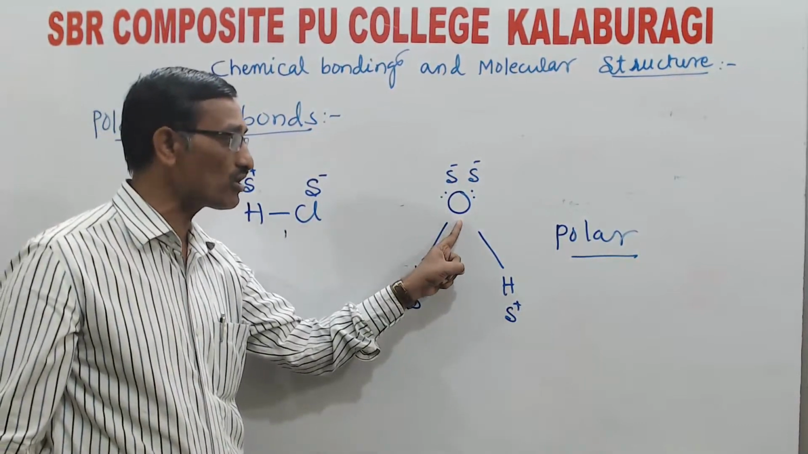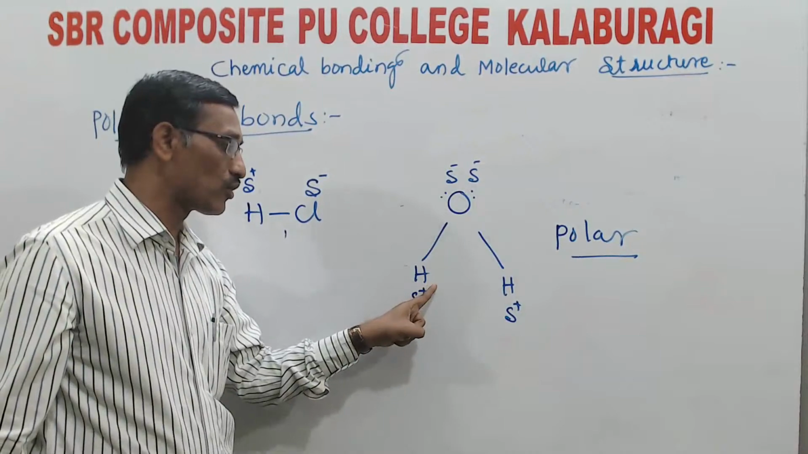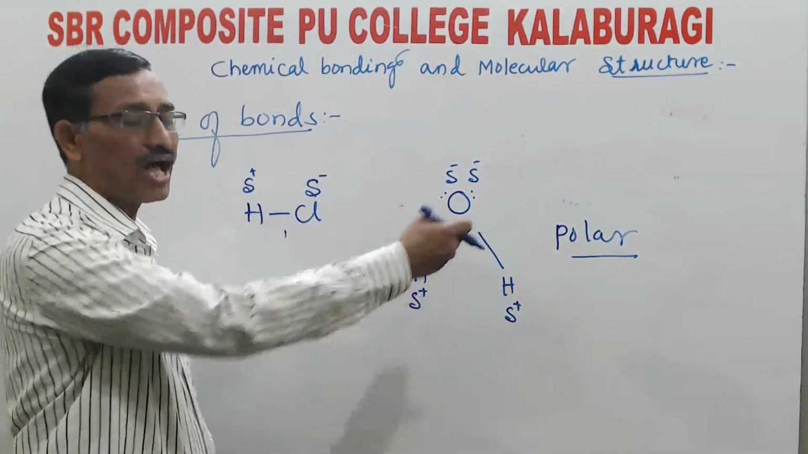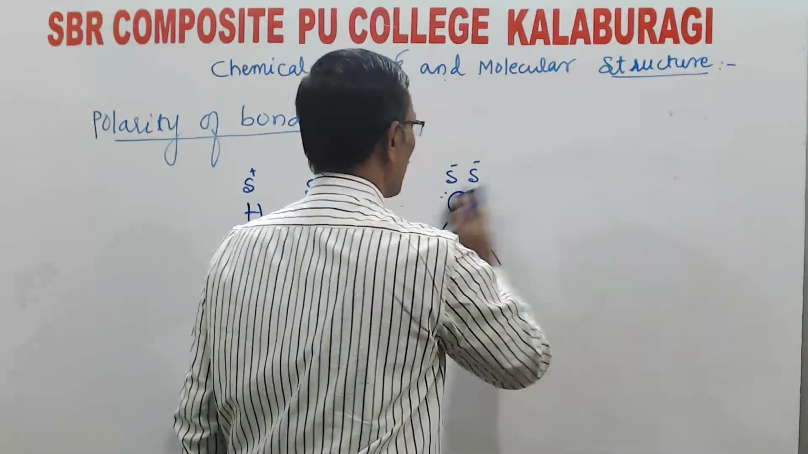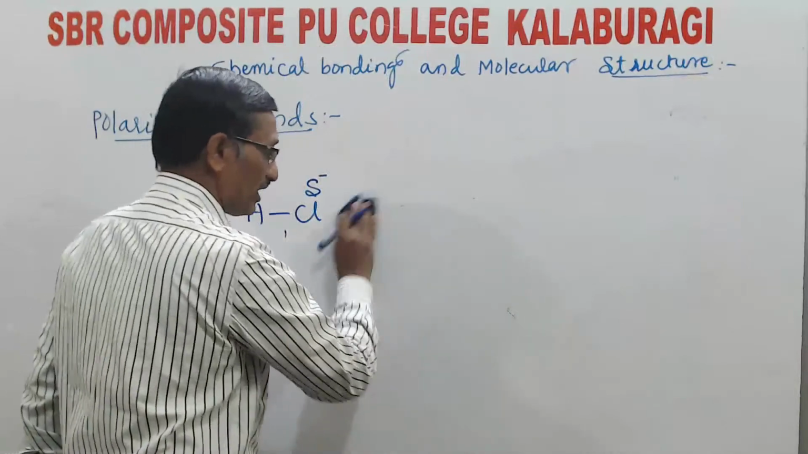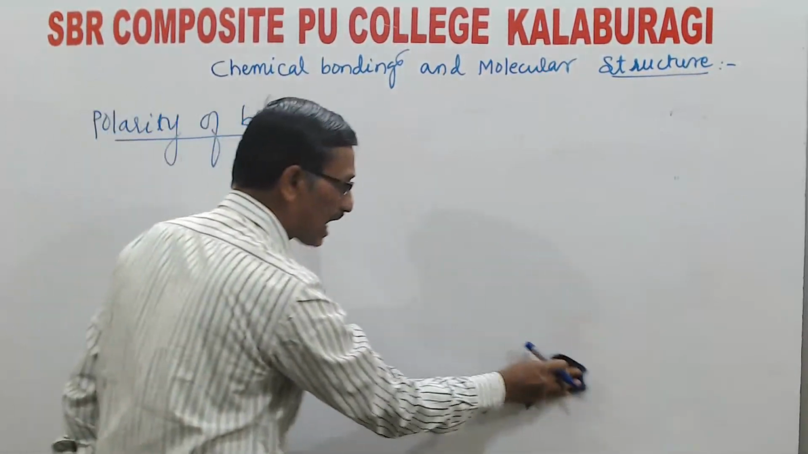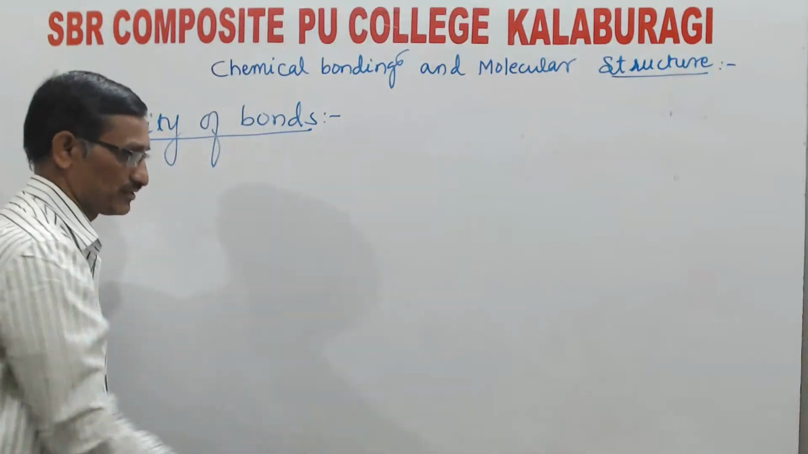Here oxygen, being more electronegative, acquires a partial negative charge. The hydrogen atom has a partial positive charge, which you have to remember. These are all known as polar molecules. The very interesting thing is, how is it determined whether a given covalent molecule is polar or non-polar?